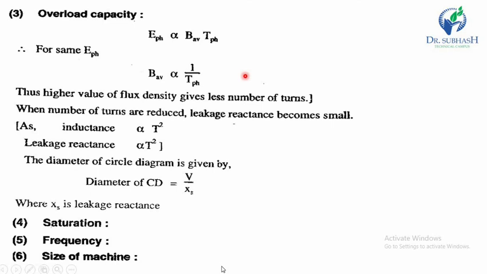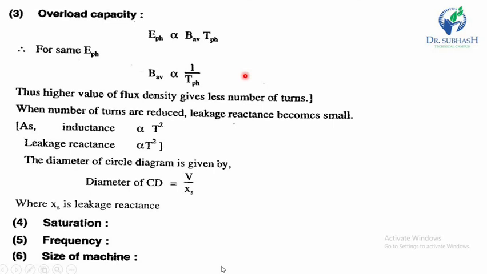Now the last one is the size of the machine. With an increase in the size of the machine, percentage core losses decrease. Hence, a higher value of Bav can be taken for larger machines.